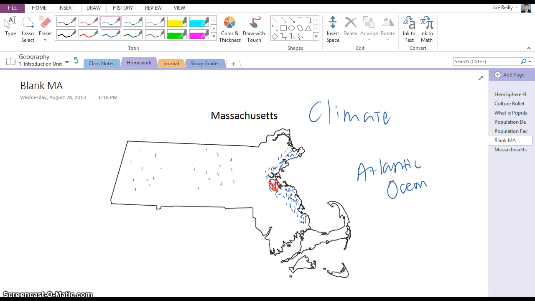So which area has a higher population density? Answer it for yourself. The coast. Right here. They would have a higher population density. Good.